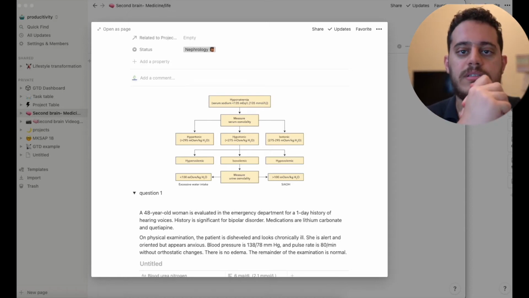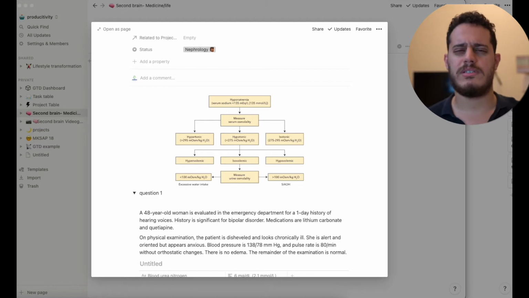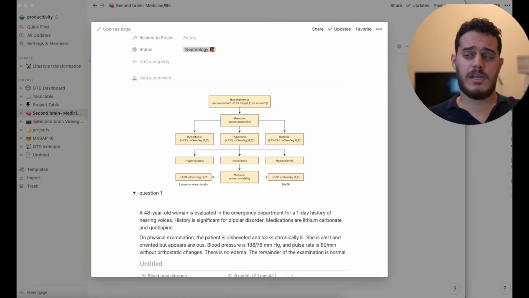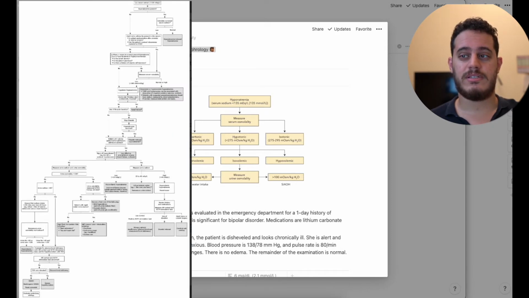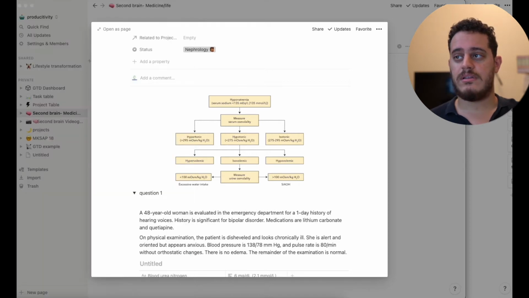I work as an internal medicine resident, and I want to talk about a topic that's really irritating for me. I want to speak about hyponatremia. Hyponatremia is confusing in the sense that there is a long algorithm on UpToDate. Oof. And going through this is just hell on earth.